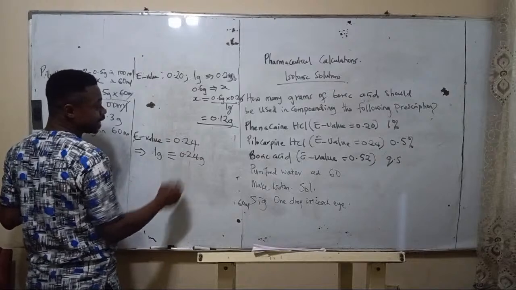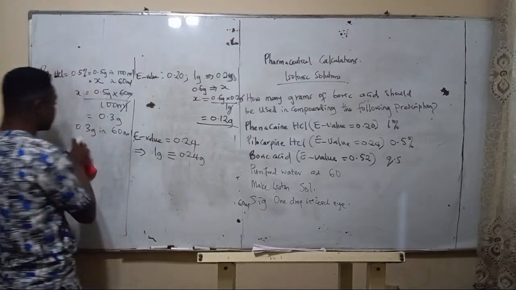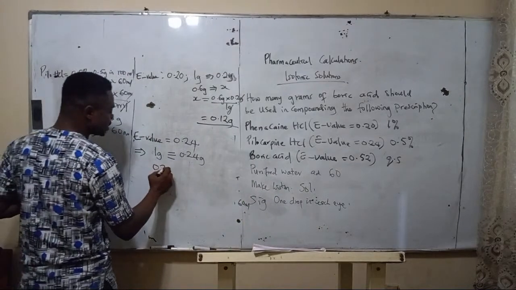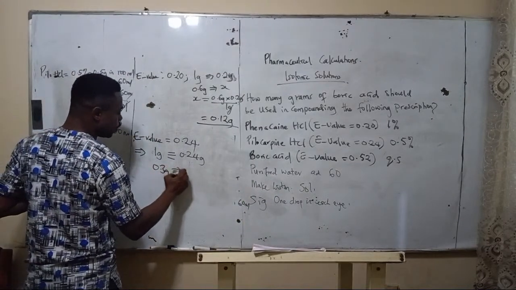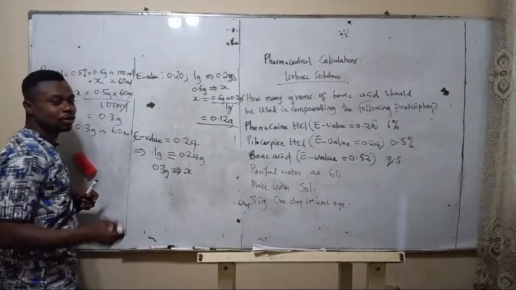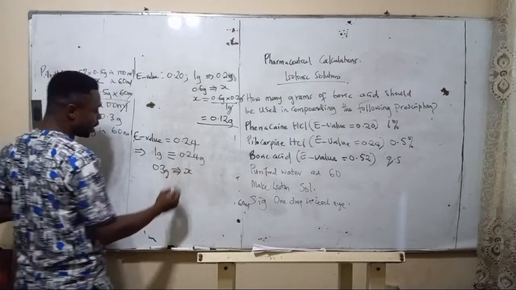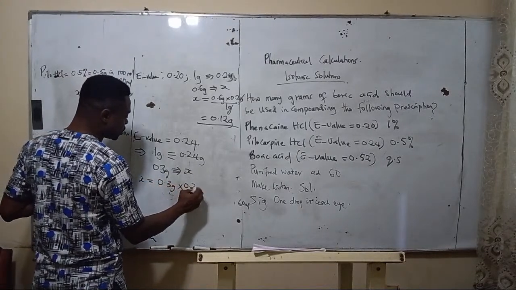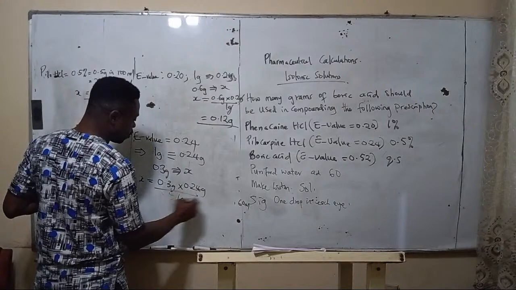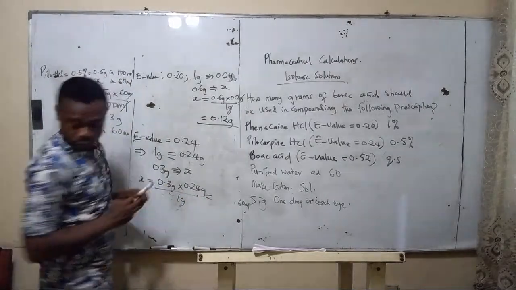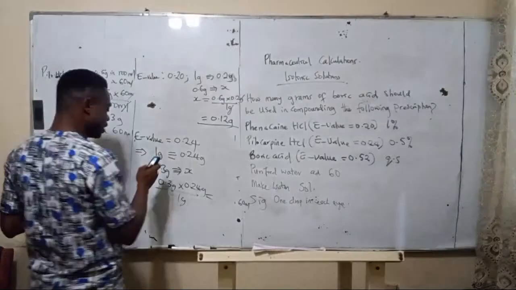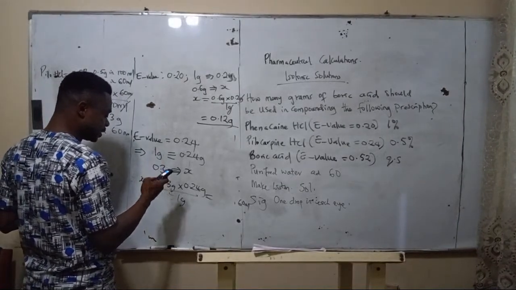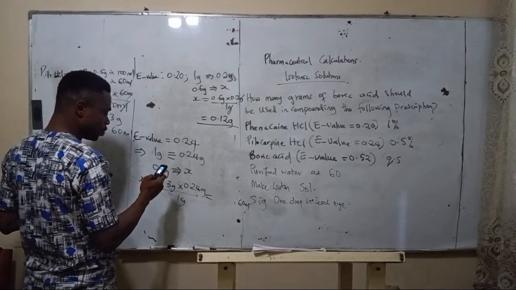Remember that we have 0.3 gram of pilocarpine in 60 mL. That means 0.3 gram of pilocarpine will have the same tonicity as X gram of what? Sodium chloride. So we look for X. X is now equal to 0.3 gram times 0.24 gram over 1 gram. Let's point our calculator here so we don't waste time.